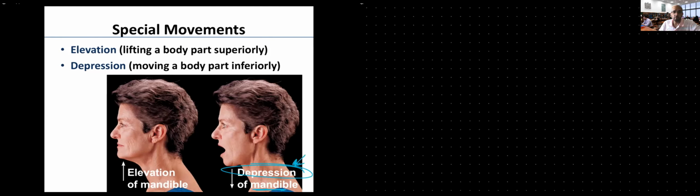All right, just to remind you, what do we call the downward movement of the mandible? Depression of the mandible. An upward movement of the mandible, it's elevation of the mandible. Does this make sense? So again, a downward movement of the mandible is depression of the mandible. An upward movement of the mandible is elevation of the mandible.